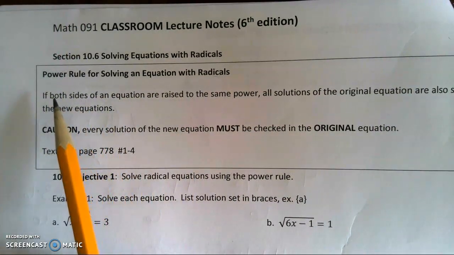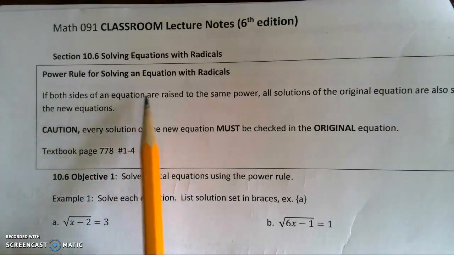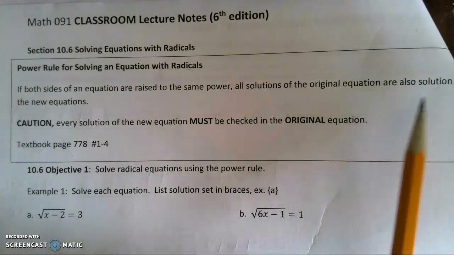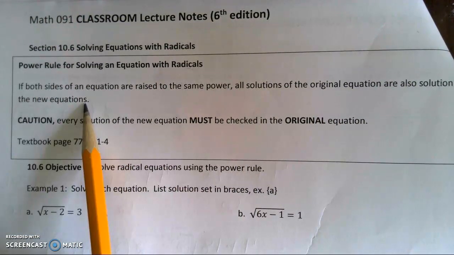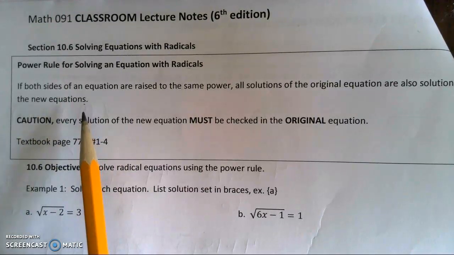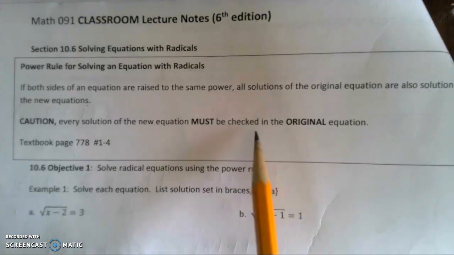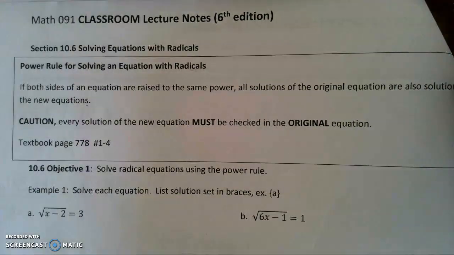What the power rule says is if both sides of the equation are raised to the same power, the solutions to the original equation are also solutions to the new equation. Sometimes, however, if we square things, we get two answers, and sometimes one of them does not work, or maybe they both don't work. So you always make sure you check your answer with the original equation.